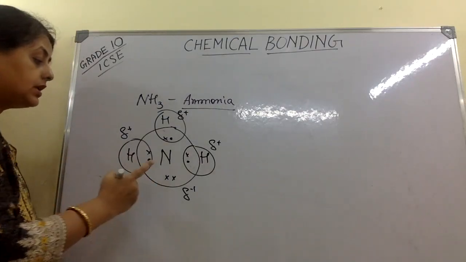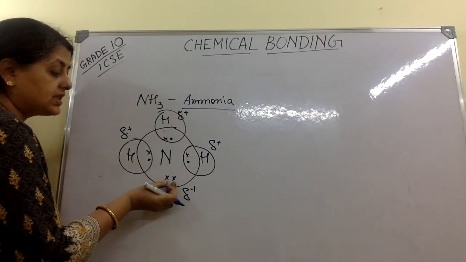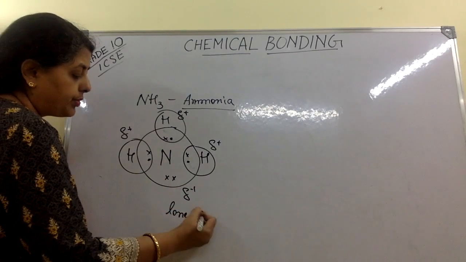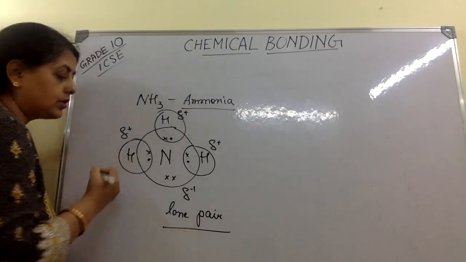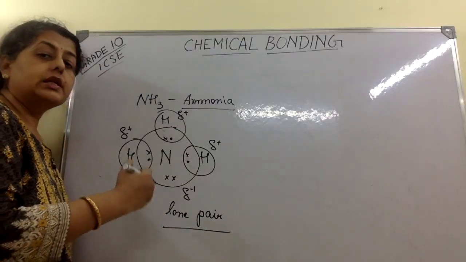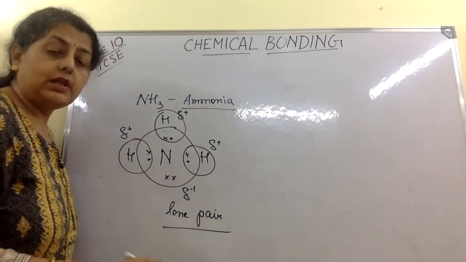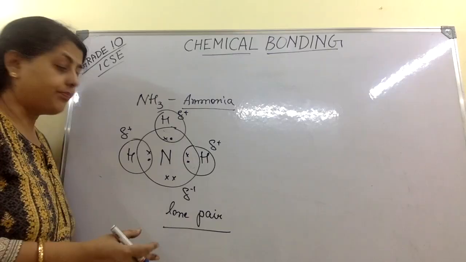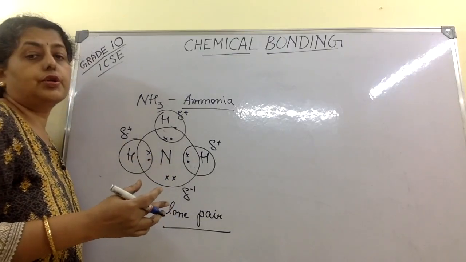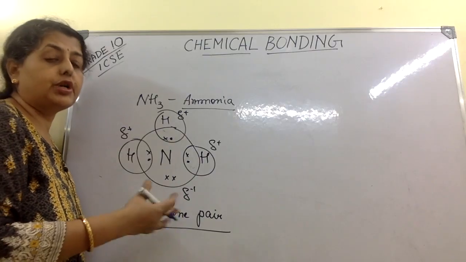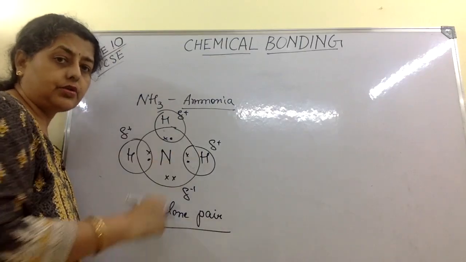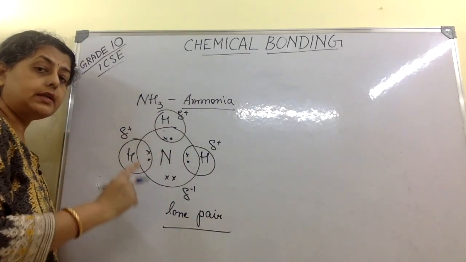Now here there is a very important thing: you see this pair of electrons. This is called a lone pair. Very important. What is a lone pair? Later on, as we proceed with the video, this lone pair will have a very important role to play. The lone pair is that pair of electrons which is not involved in any bonding or sharing. So this is called the lone pair of electrons. We get one lone pair in ammonia.